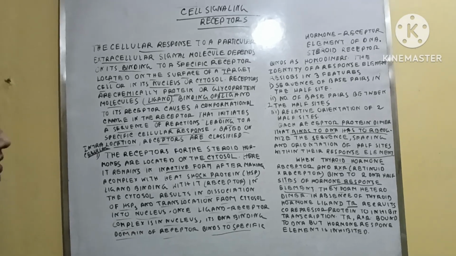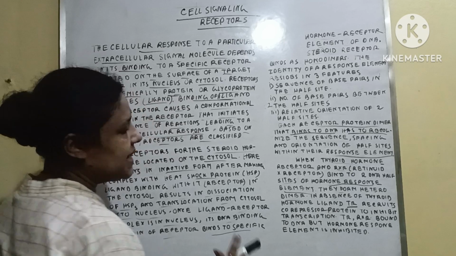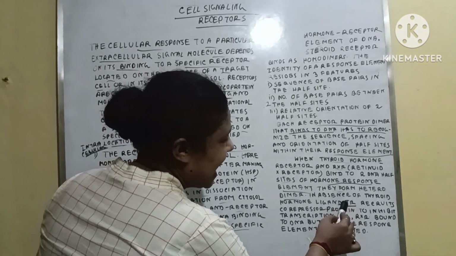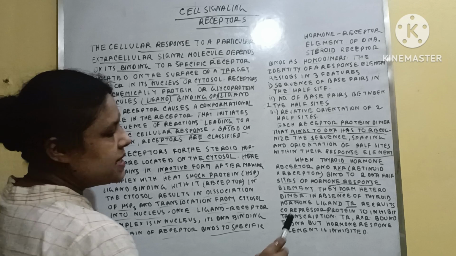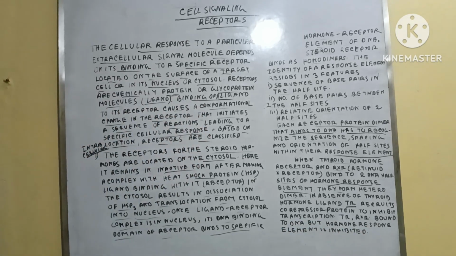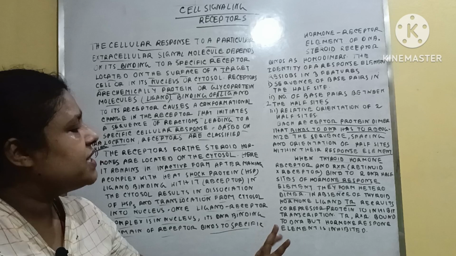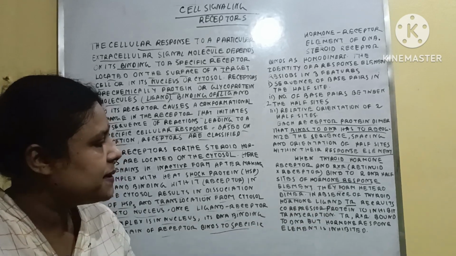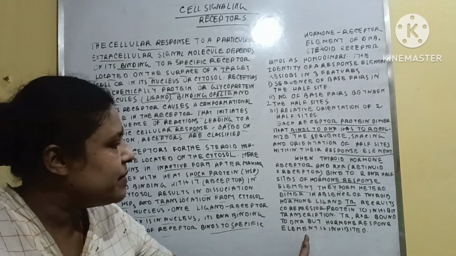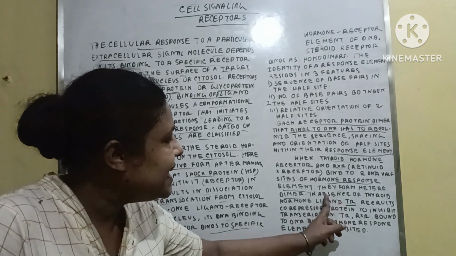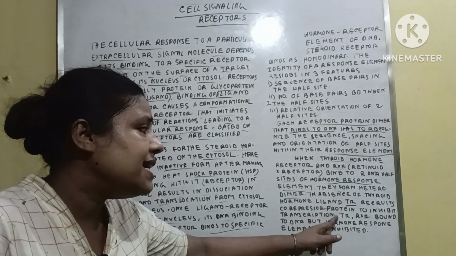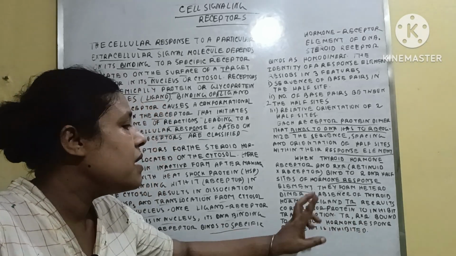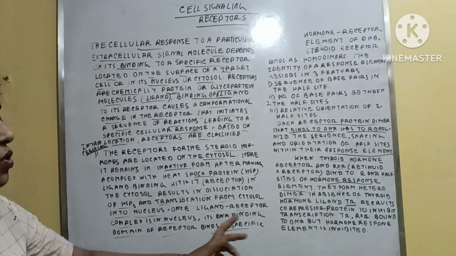So what is happening here? In absence of the thyroid hormone ligand, if the ligand is not there, this thyroid receptor recruits the co-repressor protein to inhibit the transcription, and TR and RXR are bound to DNA, but the hormone response element is inhibited. Why is it inhibited? Due to the recruitment of the co-repressor protein. That means here the ligand is absent. That's why TR already recruits the co-repressor protein to inhibit the transcription. So TR and RXR are already bound to this DNA, but no transcription is occurring.